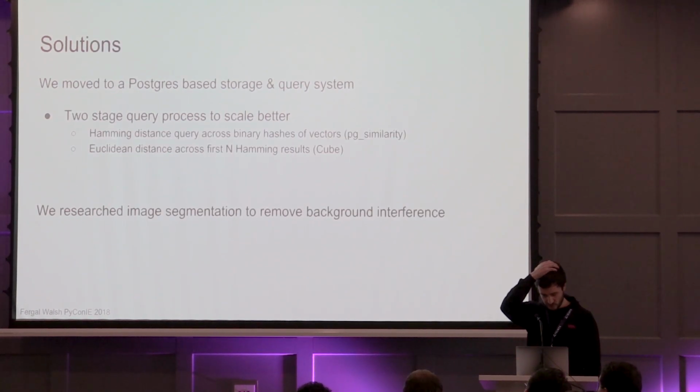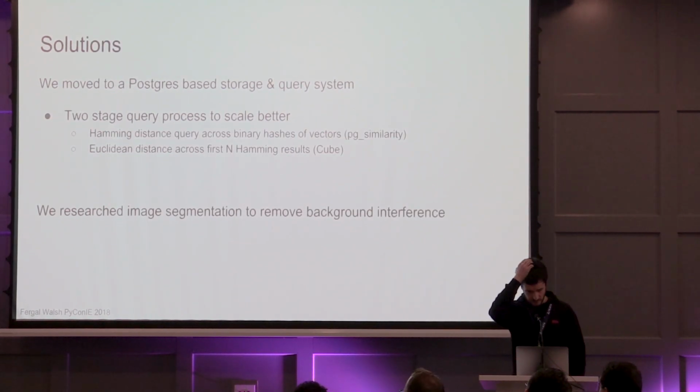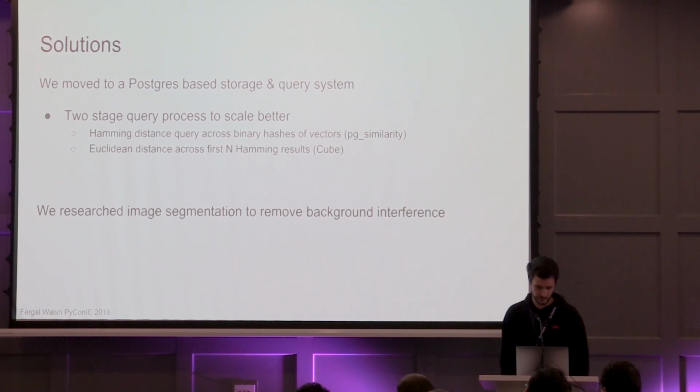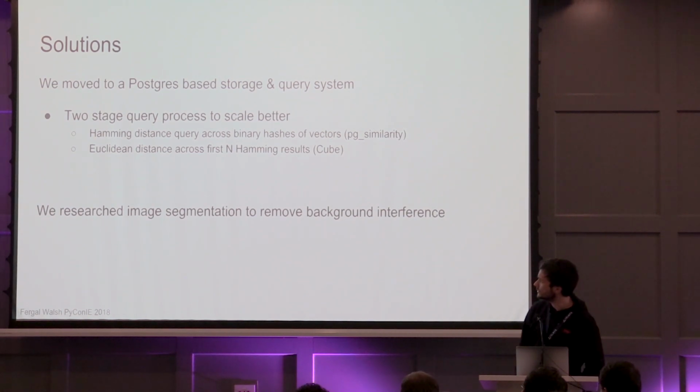So our two solutions to those problems were, we moved to Postgres instead of that big NumPy array. So we put all of our vectors into Postgres. We used the cube extension in Postgres to do Euclidean distance search. But that was pretty slow as the number of vectors increased.